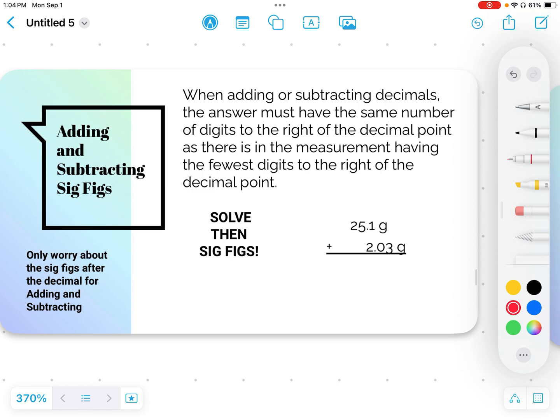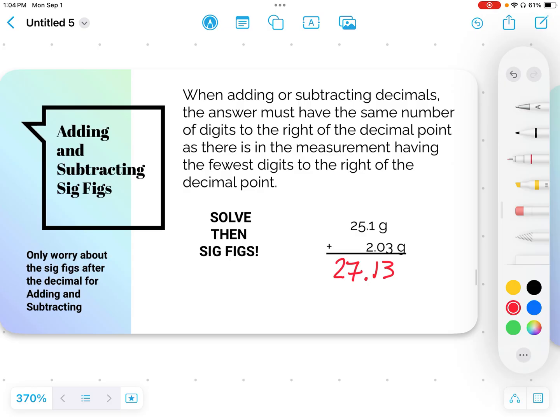Now, when you're solving these problems, solve for the math first. Do not try and do sig figs first. It makes it 10 times more complicated. Just solve the problem first. So if we're doing this example here, 25.1 grams plus 2.03 grams, I'm just going to add those two together and I will get 27.13 grams. And again, I write the whole thing out. Just write the whole number. Anything you get in your calculator, write it down.